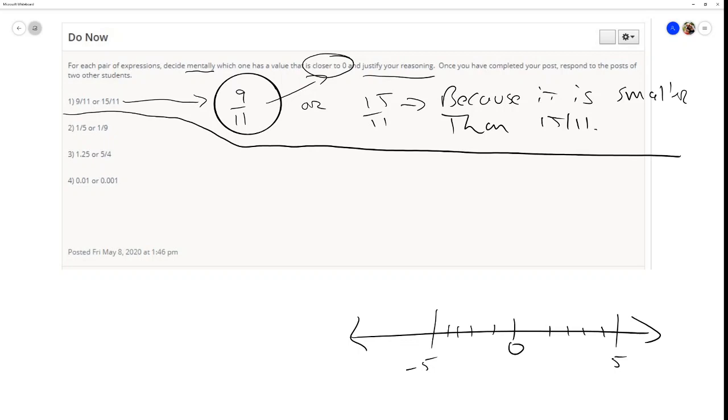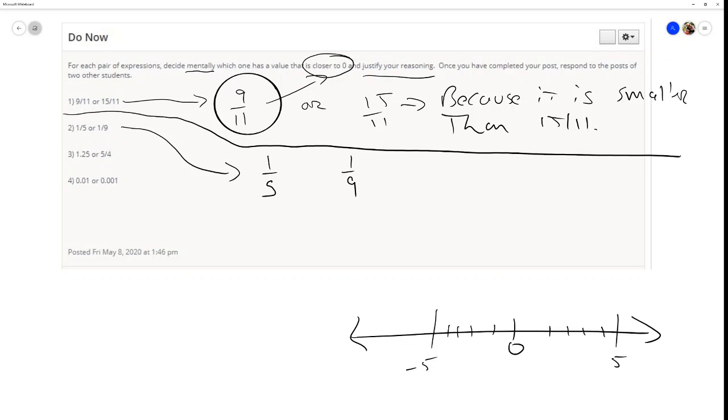Number 2, 1/5 or 1/9. All right, so this is a little different because the denominators are different. So 1/5 would be 1 block colored in of 5 blocks. Again, I'm trying to do this mentally. 1/9 would be 1 out of 9.